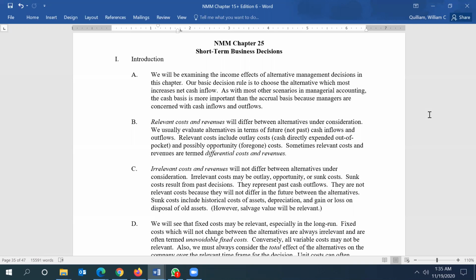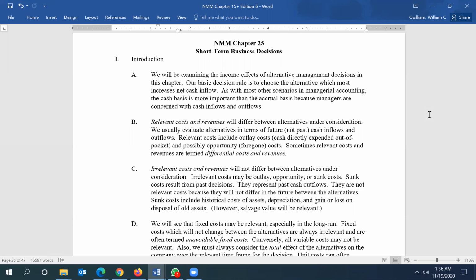Because in each of the 6 different decision scenarios we will see at least 2 decision alternatives from which we can choose. We will analyze each of those decision alternatives to determine which one is the best for the company from the standpoint of most increasing net cash inflows. Before I get to the different decision scenarios and see some numbers in there, by the way, those numbers are not difficult. Most people do very well in this chapter.